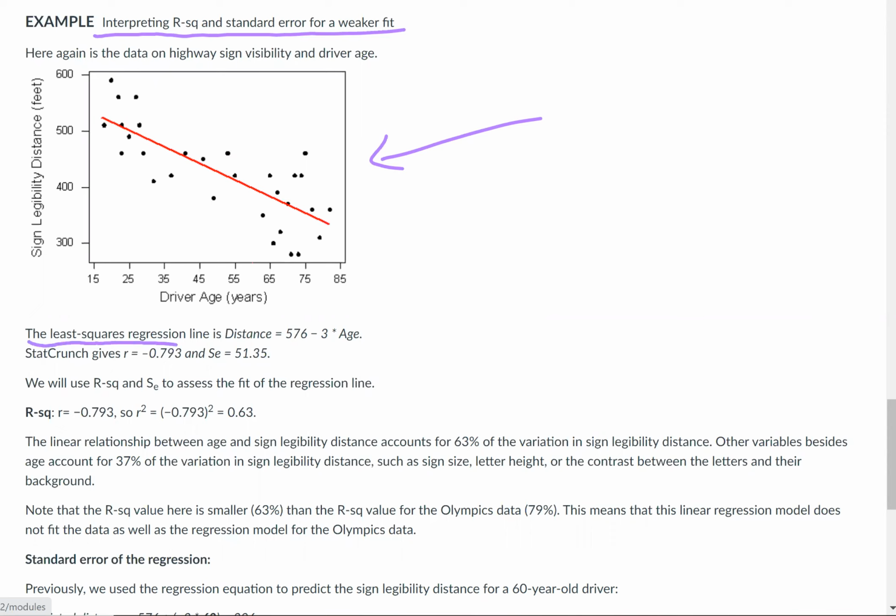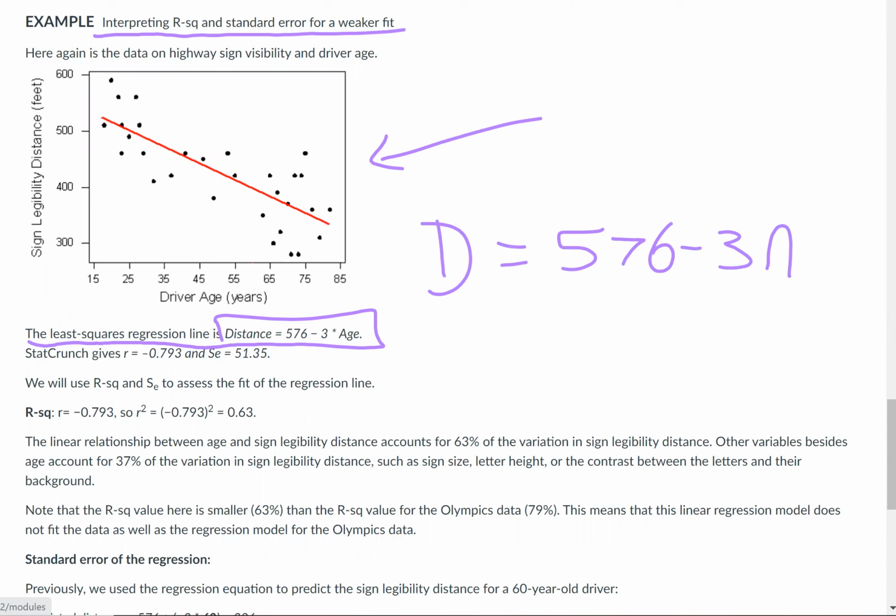The least squares regression line is distance equals 576 minus 3 times the age of the person. And we saw this equation before when we talked about viewing distance and the age of the driver. StatCrunch gives an R value of negative 0.793 and a standard error of 51.35. We'll use R square and standard error to assess the fit of the regression line.